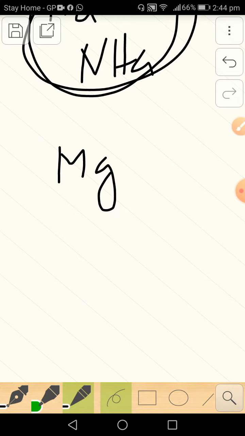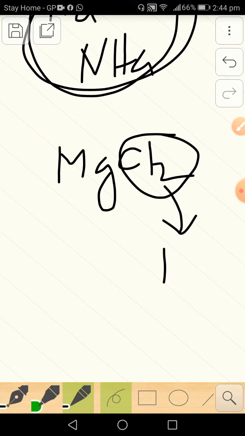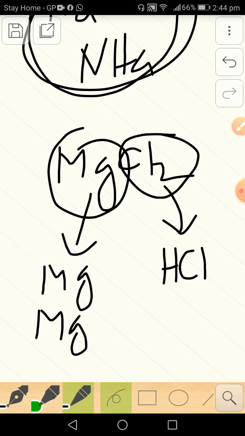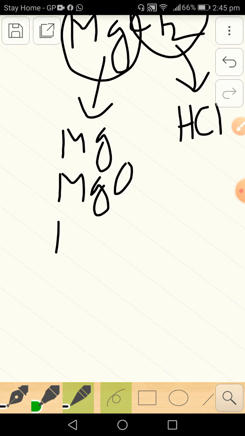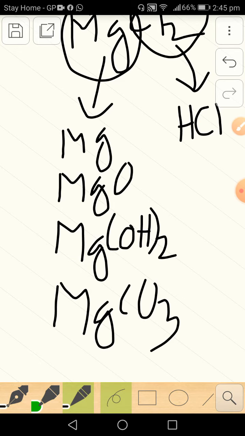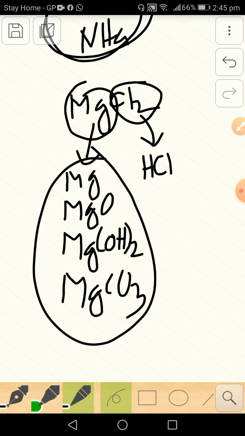Like you have to prepare magnesium chloride. Okay, so this is the chloride, the negative part. For the negative part, we will take acid, the hydrochloric acid, and for the positive part, we can use metal or metal oxide. We can use magnesium directly, or we can use magnesium oxide, or magnesium hydroxide, or magnesium carbonate.